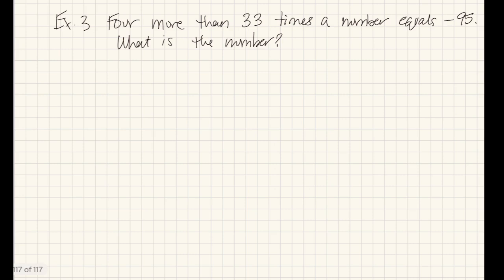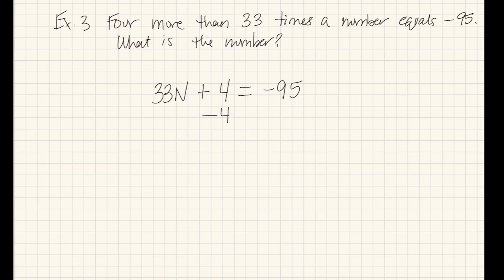Okay, last example. 4 more than 33 times a number equals negative 95. What is the number? So it says 33 times a number. We're going to have 33n, and then we have 4 more than that, so it would be plus 4. That word "is" is going to be our equals, negative 95. Okay, so this is how we would set up our equation.